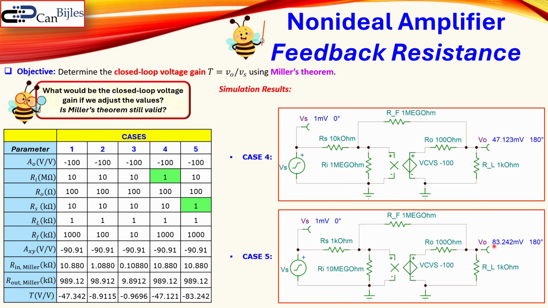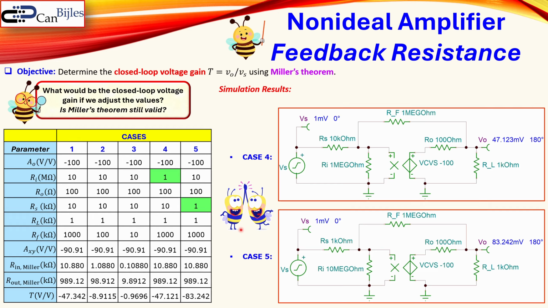In case 5, we see here 83.24 for the situation where the Rs is not 10 but 1 kilo ohm, and the rest are exactly the same. And if you calculate the gain here, it is also very close to, in this case, exactly as we have it. So this is also perfectly fine. All right, it was our example. Considering the non-ideal voltage amplifier having a feedback resistance, we have used Miller's theorem to determine the voltage gain in a more convenient way.